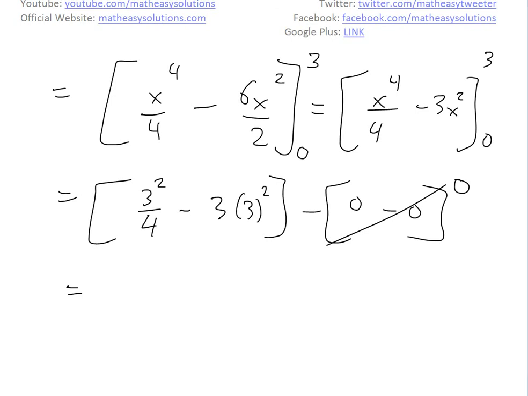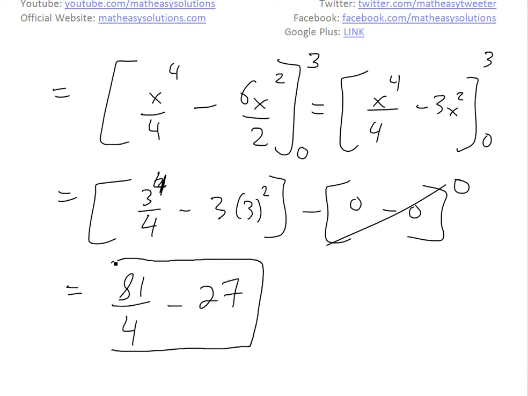This is going to be, well, actually I made a mistake here. This is a 4 here. There's a 4, not a square. So then 3 to the 4 is actually 81. So then divided by 4 minus 3 times 9. And this is just minus 27 here.